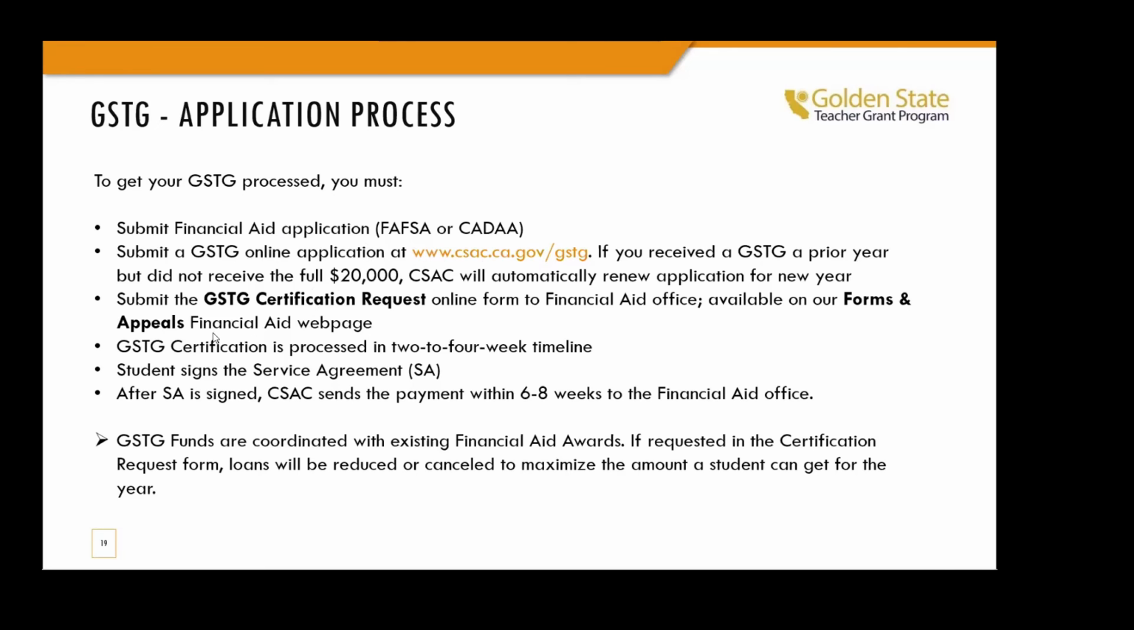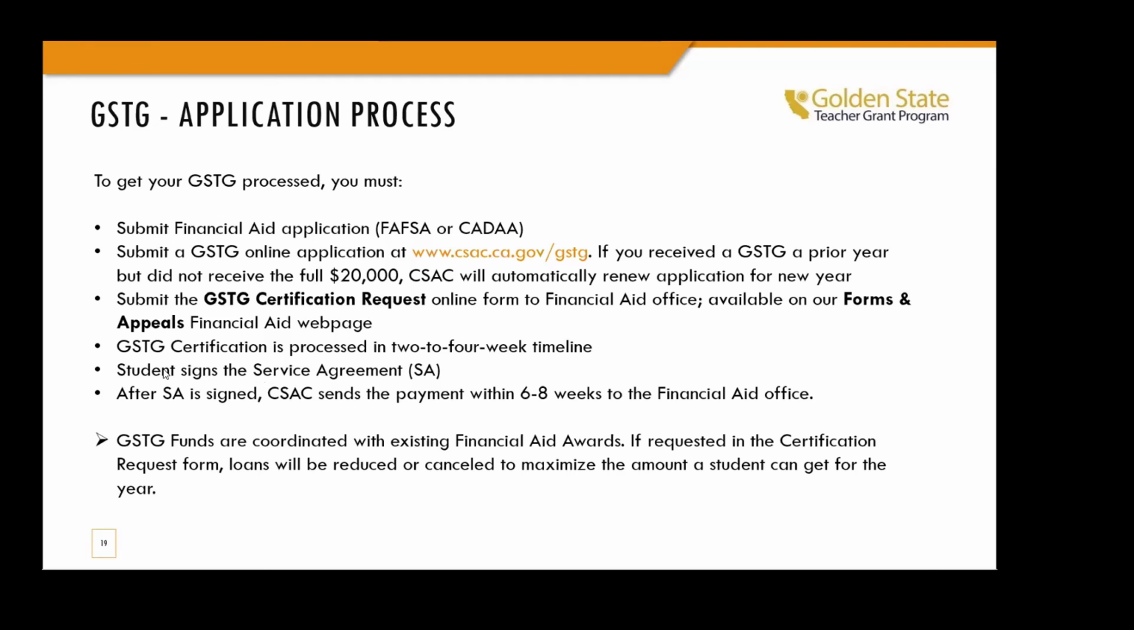You also have to submit the GSTG certification request online form to our financial aid office. This form is available on our Forms and Appeals financial aid webpage. This form is available typically during the summer, around August or September, right before we get ready to start reviewing the applications for the new year. So you would check our website for this form. This is a requirement to be submitted every single year.